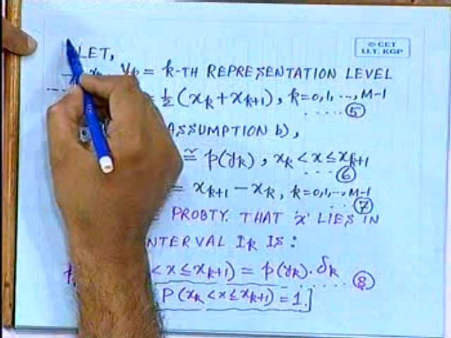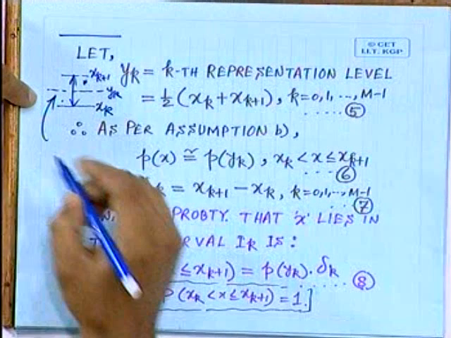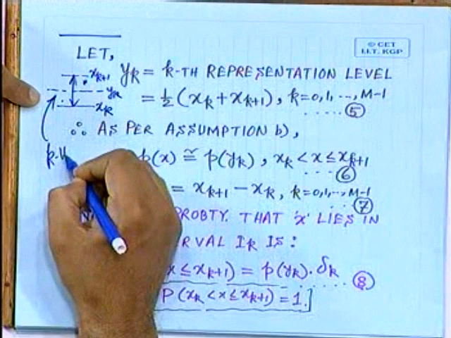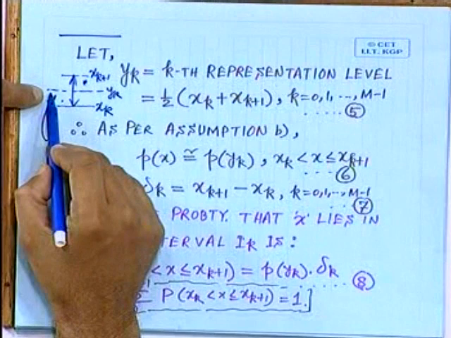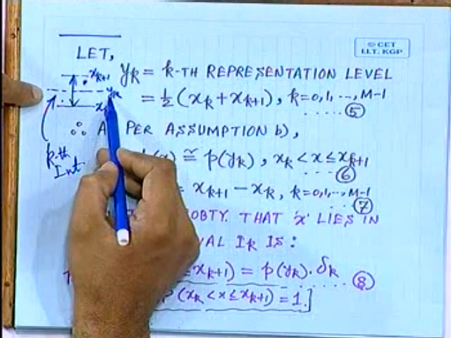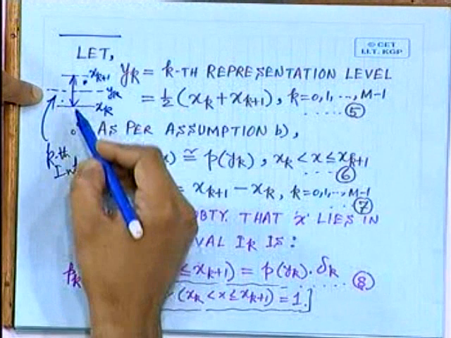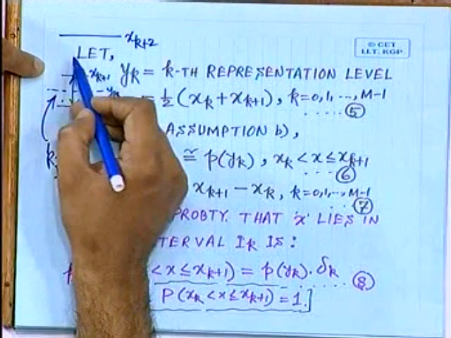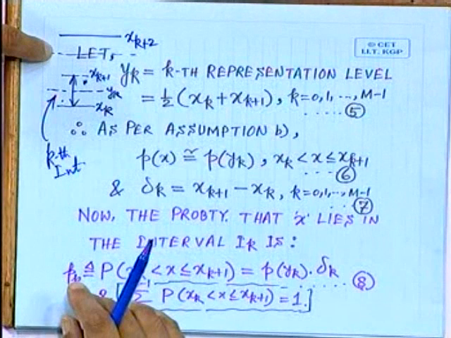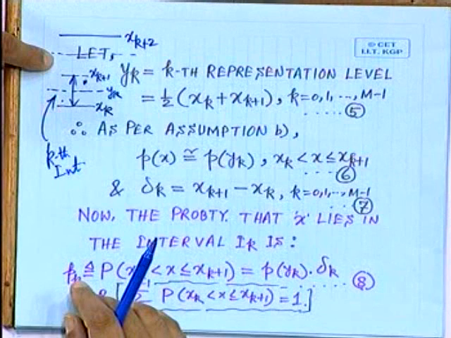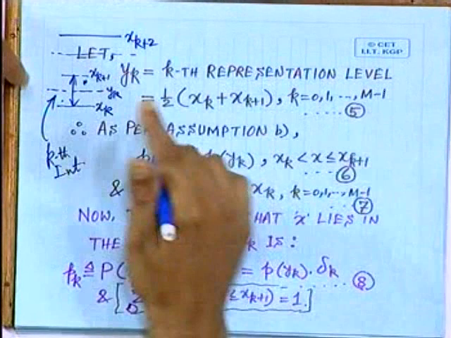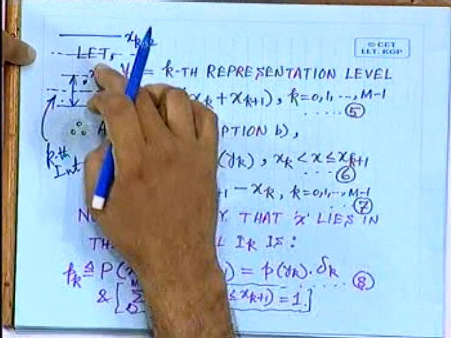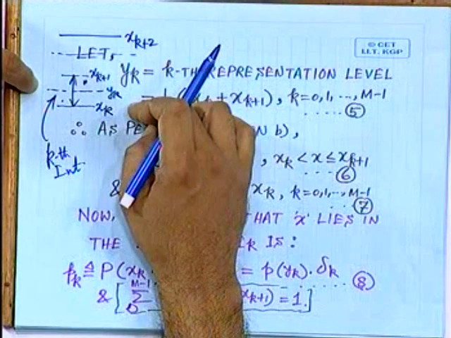If I draw another level here, this is the kth interval, ik, and my quantization output level is yk, midway between xk and xk plus 1. His question is, if I consider the next interval ik plus 1, which is between xk plus 1 and xk plus 2, then where should the quantizer output value be for this k plus 1th interval? It's again in between xk plus 1 and xk plus 2. His question is whether yk and yk plus 1 are related. Yes, they are related through the boundaries of the intervals only. As you go higher and higher, the difference between yk plus 1 and yk is also increasing.